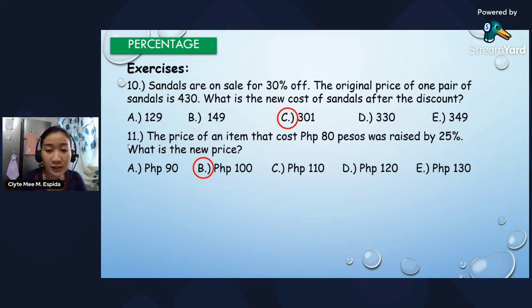Sabi dyan sa question, raised. So we're going to add the 25%, which is 20, to the original price, which is 80. So 80 plus 20, the new price is 100. Congratulations for those who got the correct answer, which is letter B. At least dito, most of you got the correct answer. Okay. Sige. Next, let's have number 12.